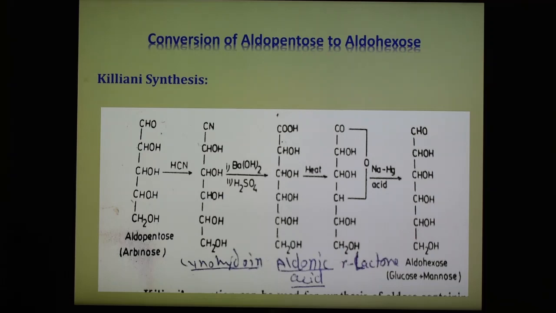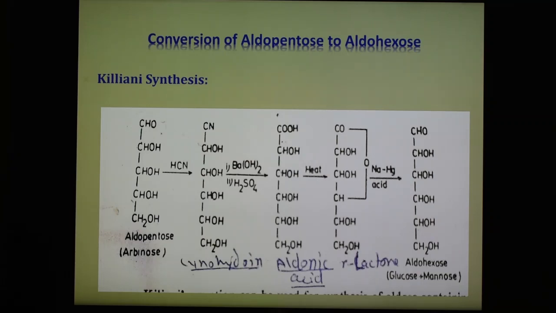In 1886, Killiani, the name of the scientist, suggested this method for ascent of series, and hence it is known as Killiani synthesis. Killiani synthesis for the conversion of aldopentose to aldohexose consists of a total of 4 steps. In the first step, aldopentose is first dissolved in dilute hydrocyanic acid to obtain cyanohydrin containing 6 carbon atoms. In the second step, cyanohydrin is converted to the aldonic acid by hydrolysis with aqueous barium hydroxide and then acidified by dilute sulfuric acid.